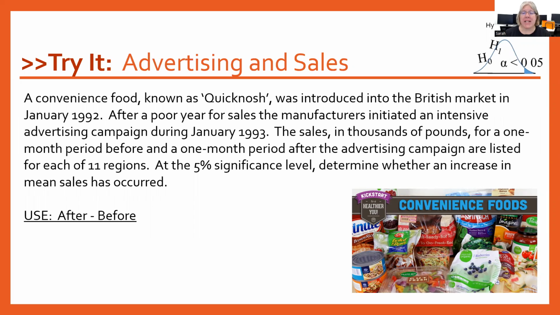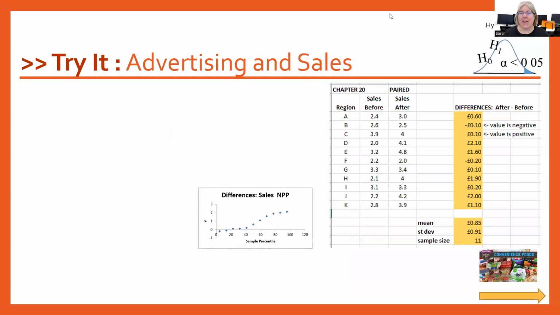At the 5% significance level, determine whether an increase in mean sales has occurred. The order of subtraction for this problem is after minus before. So let's take a look at the data set. You'll notice they listed the regions as just A through K. And then we have the sales before, and those are listed in thousands of pounds. So when it says 2.4, we would multiply that by 1,000. So really what that says is there were 2,400 pounds of sales there.